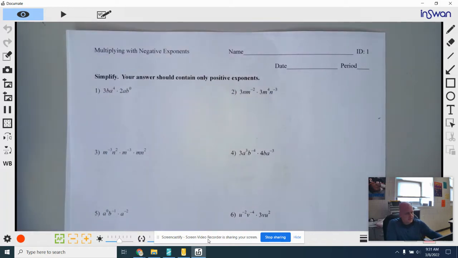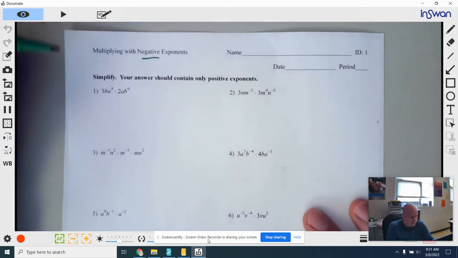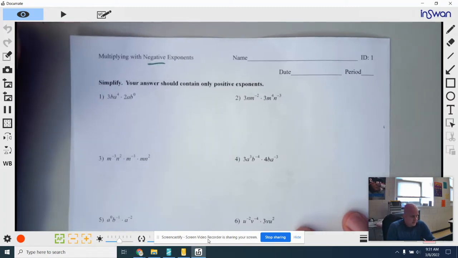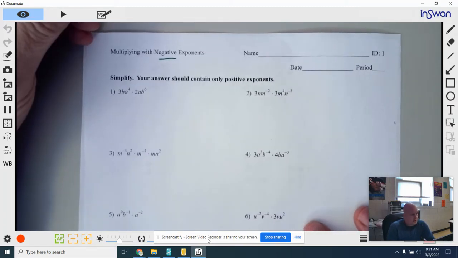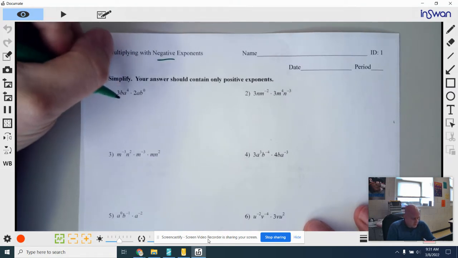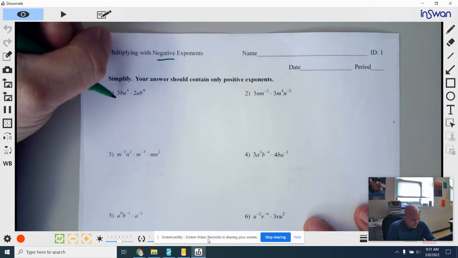All right, for today's lesson, you're going to need the sheet that says multiplying with negative exponents. Okay, so today we're going to introduce negative exponents. Everything that we've done so far has been positive. If we look at number one, however, number one does not have any negative exponents in it. So we'll just review what we do with multiplying.